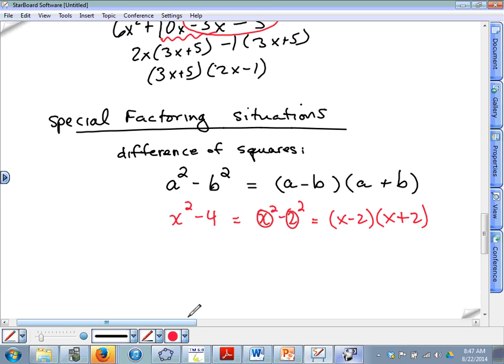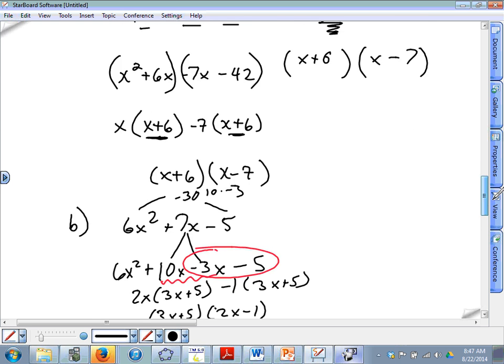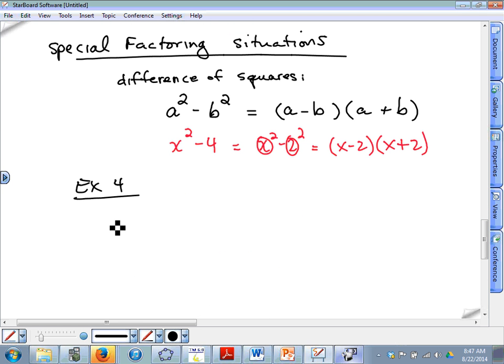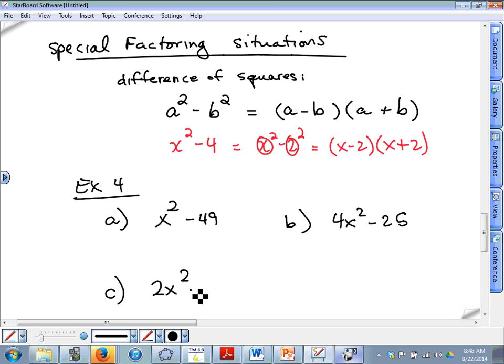Sometimes it's not quite as easy to spot. So let's just run through a couple of examples here. Example 4. Let's start easy. Part A, x squared minus 49. Part B, let's do 4x squared minus 25. Part C, let's do 2x squared minus 18. Part D, x squared plus 64.